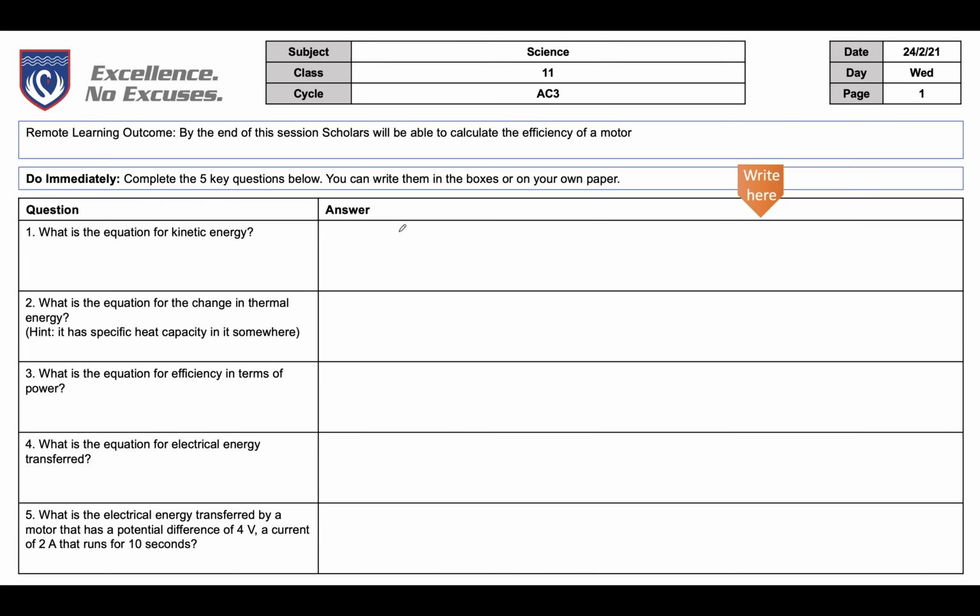Good morning, Year 11, and welcome to another science lesson. Today we're going to be looking at calculating the efficiency of a motor. But first we need to do the do now. So if you haven't completed it already, please pause the video, go back, do it, and then we'll go through the answers.